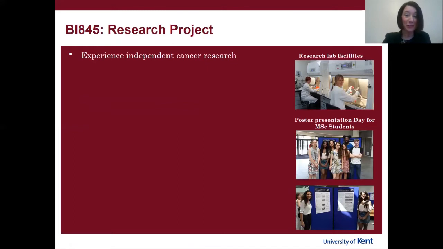So now I'd like to give you some information about the summer research project. So that's the 60 credit module in the summer term. So this module gives you the opportunity to really experience independent cancer research based in an academic research laboratory like mine or one of my other colleagues. And there's a picture on the right-hand side you can see at the top, which shows some of our research lab facilities.